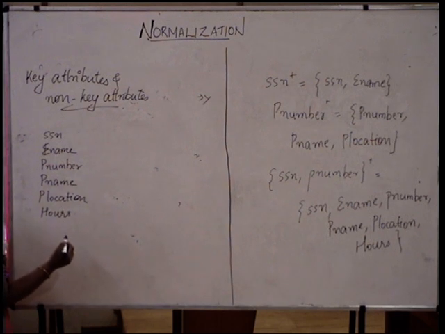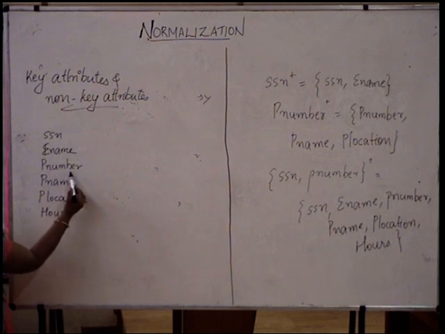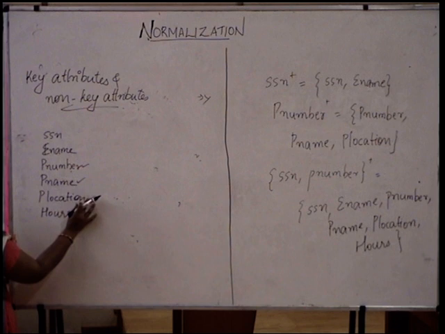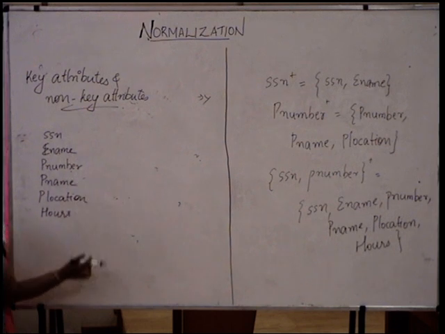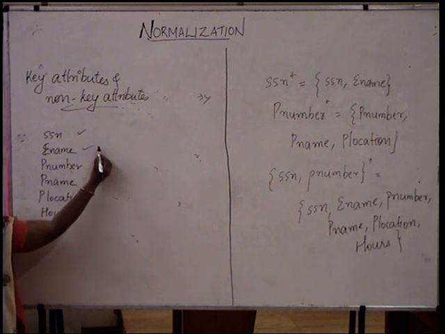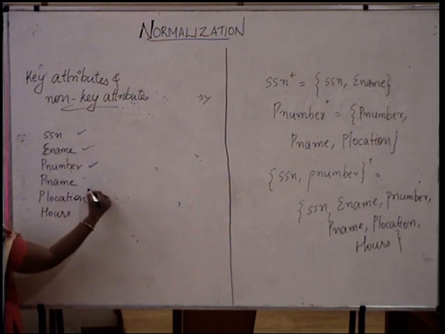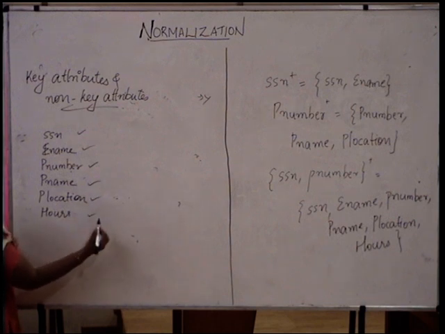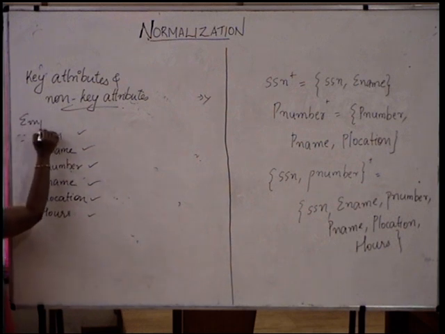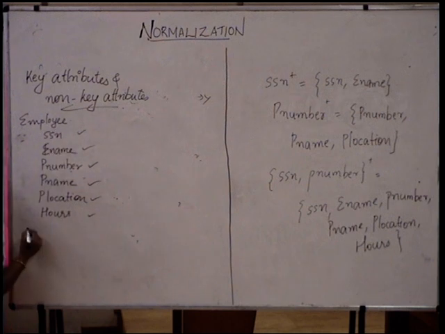Next, take the example of P number attribute. The P number attribute closure contains P number, P name, P location. Here only three attributes. And in the SSN P number closure, we have SSN, E name, P number, P name, P location, hours. That means all the attributes of the employee table are included in the closure of SSN P number.